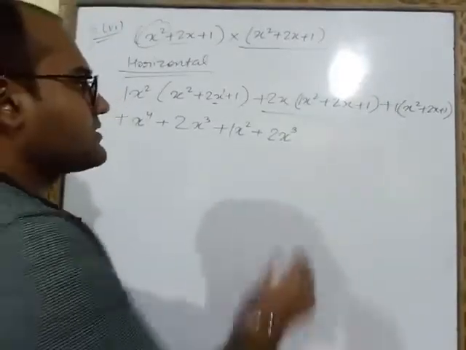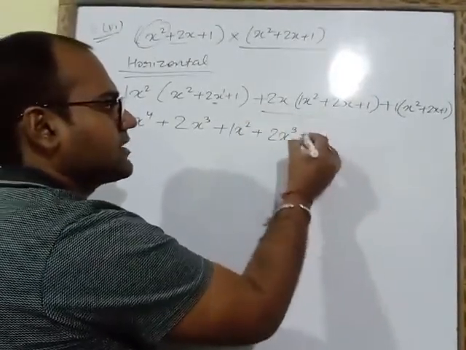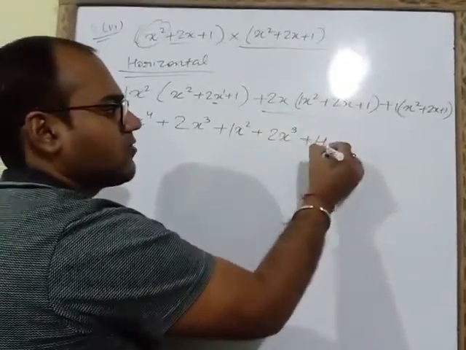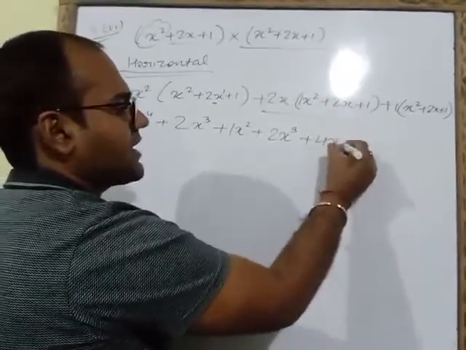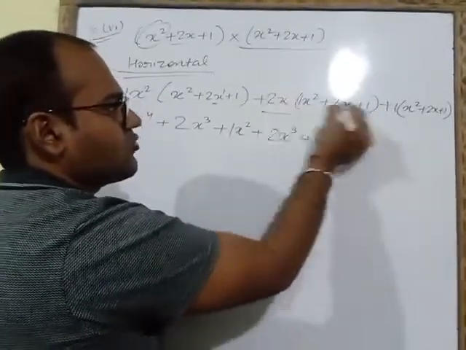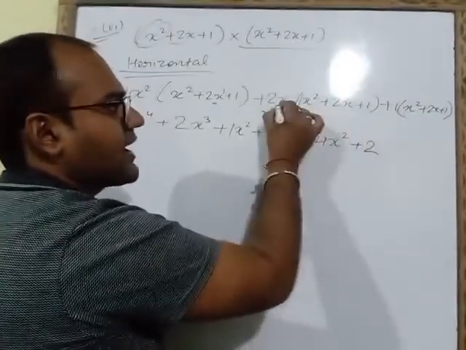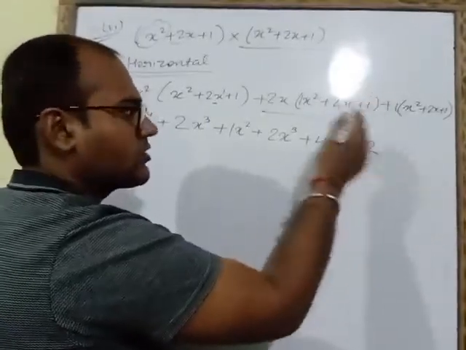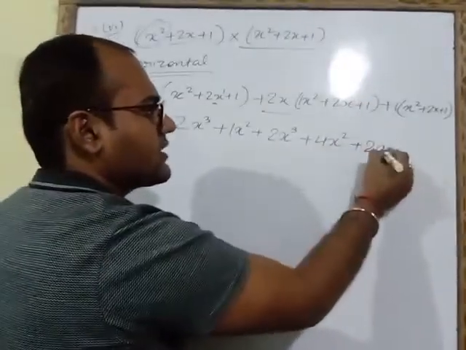Again we will multiply sign. Plus plus plus. 2 2s are 4. X multiply x, x square. Plus plus plus. 2 1s are 2. X, but here alphabet is not there, so this alphabet x we will write as it is.